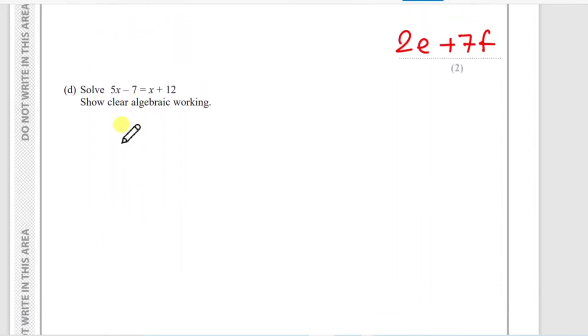Next one, solving. Solve 5X minus 7 equals X plus 12. So I'm going to copy it out nicely over here and show you tricks I like to use. It's very important that you line up the equal signs every time, guys, yeah? So what I do, I move all the X's to the left and numbers to the right. So this is a positive X. To get to the left-hand side, you need to minus X across. So it'd be 5X minus X, which is, remember, 1X. 5X take away 1X is 4X. And to get the minus 7 across, you need to add 7. So 12 add 7 is 19.